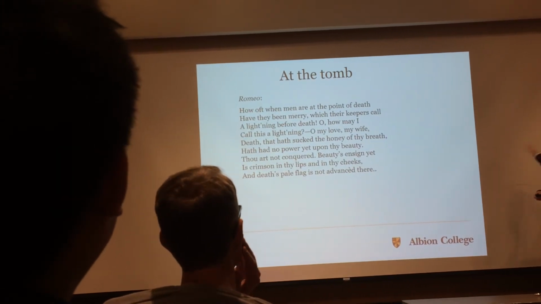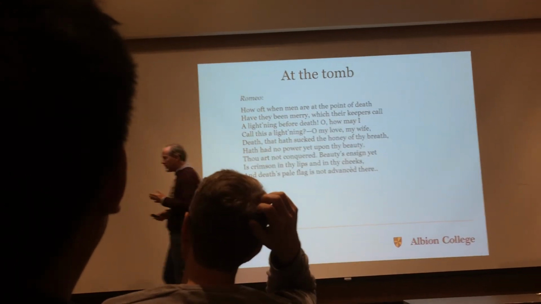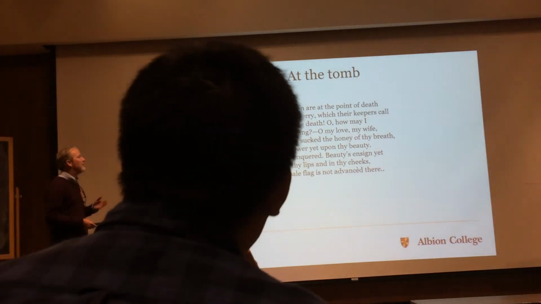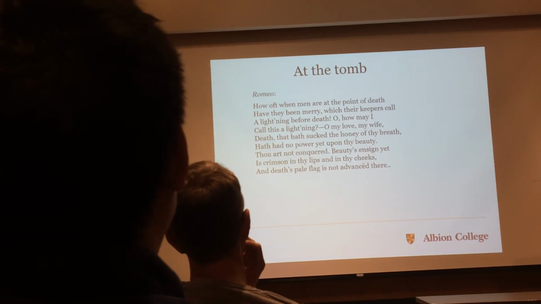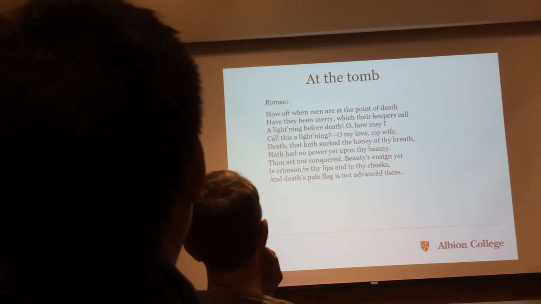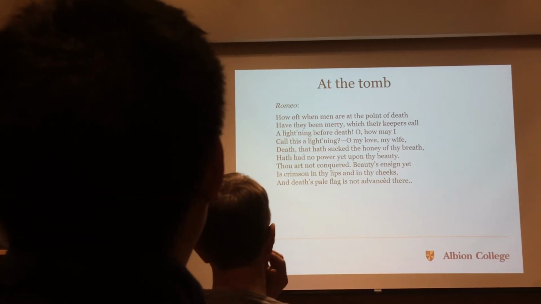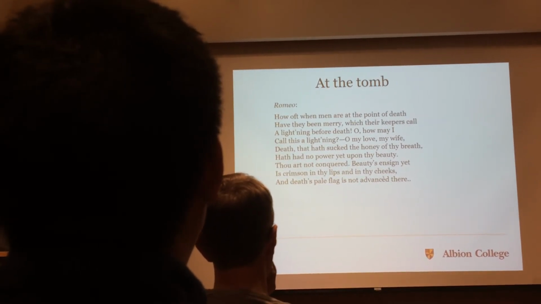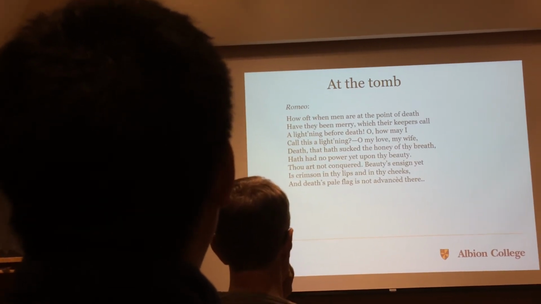All right, all this comes together in the tomb scene, where the final failure of timing happens. Romeo here is commenting on the dead Juliet. He says, how oft when men are at the point of death, and they that marry, which their keepers call a lightning before death. Oh, how may I call this a lightning? O my love, my wife, death, that has sucked the honey of thy breath, hath had no power yet upon thy beauty. Thou art not conquered. Beauty's ensign yet is crimson in thy lips and in thy cheeks, and death's pale flag is not advancing there.